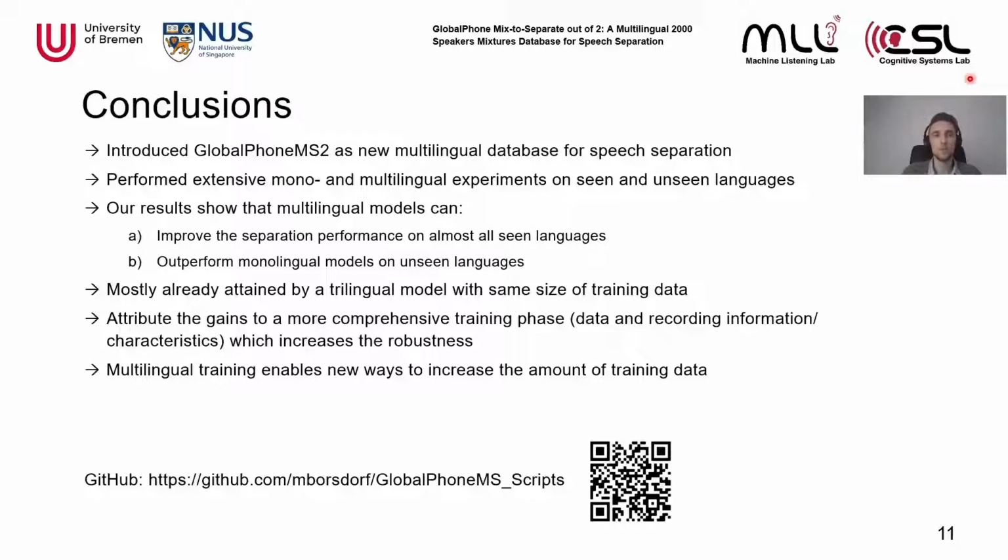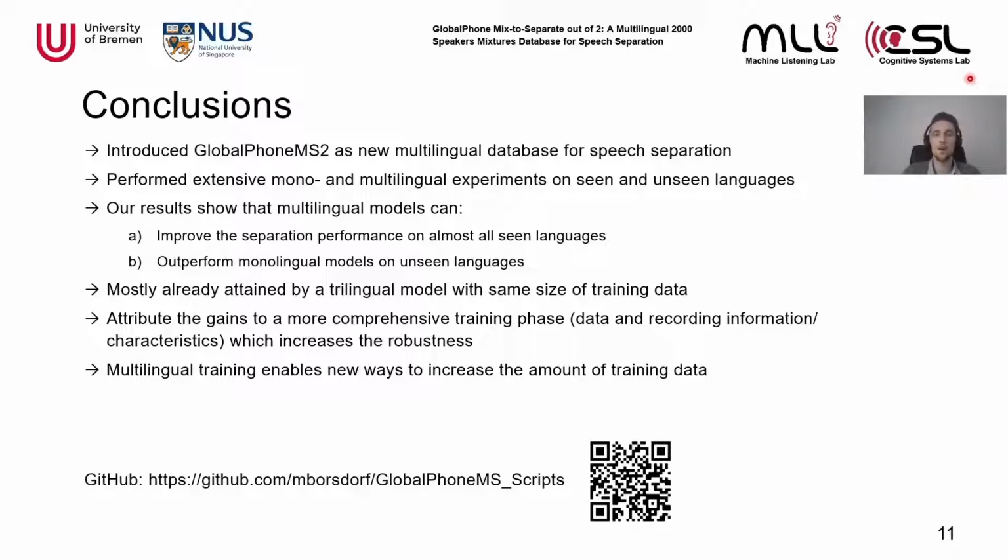To sum up, we introduced GlobalPhone MS2 as a new multilingual database for speech separation, covering 22 different languages and 2,000 native speakers. We performed a series of extensive mono and multilingual experiments and tested our models on seen and unseen language settings. Our results show that multilingual models can A, improve the separation performance on almost all seen languages, and B, outperform monolingual models on unseen languages.